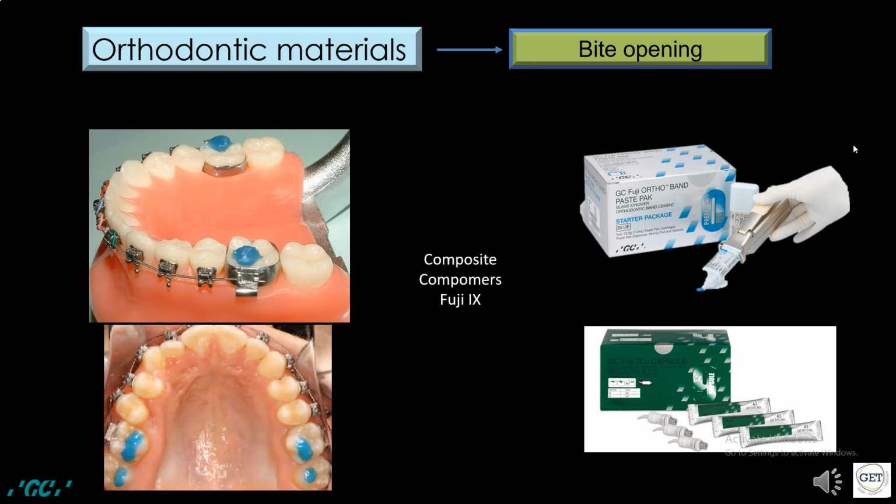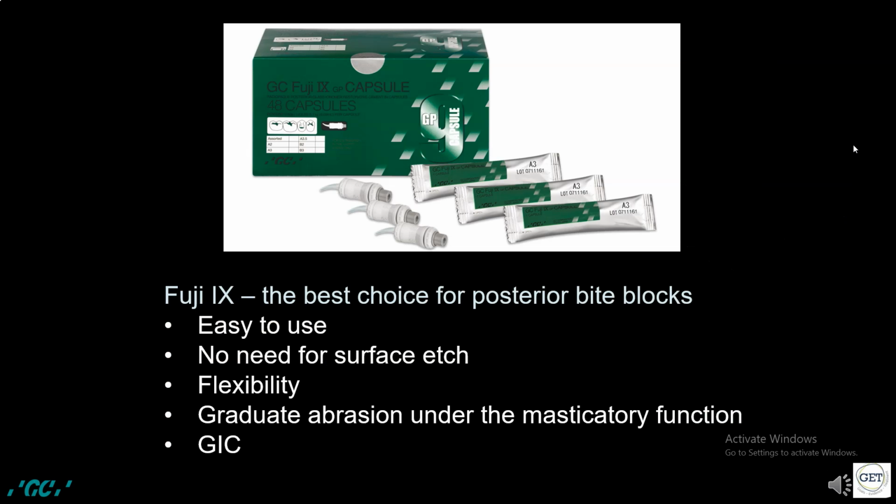An important advantage of the glass ionomer cement, the Fuji 9 material, is the self-wear of the material under mastication, which allows a self-settling of the occlusion as the treatment progresses. Other characteristics make Fuji 9 a very good choice for posterior bite blocks: it is very easy to use, there is no need for surface preparation, it has some flexibility which acts like a shock absorber, and it is made from glass ionomer cement, which offers some possibility of fluoride release.